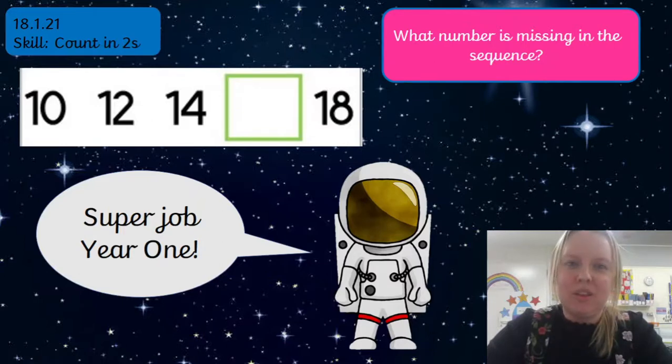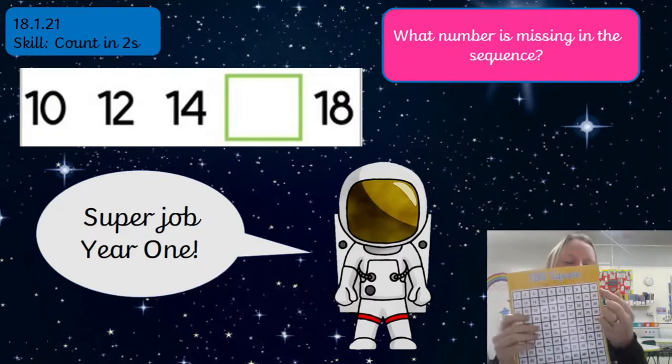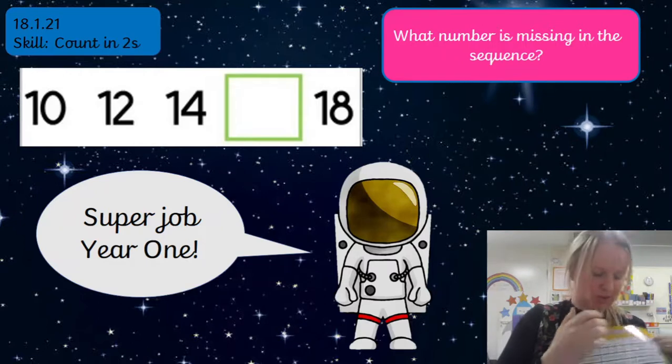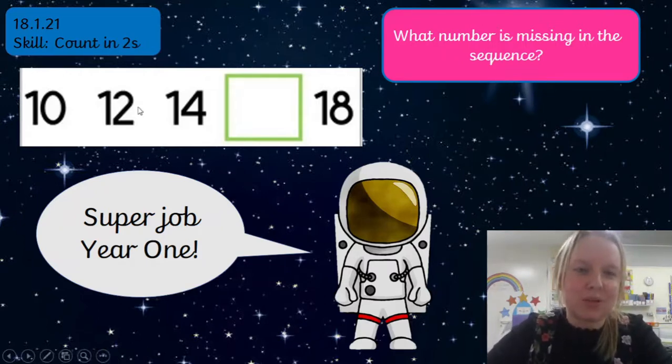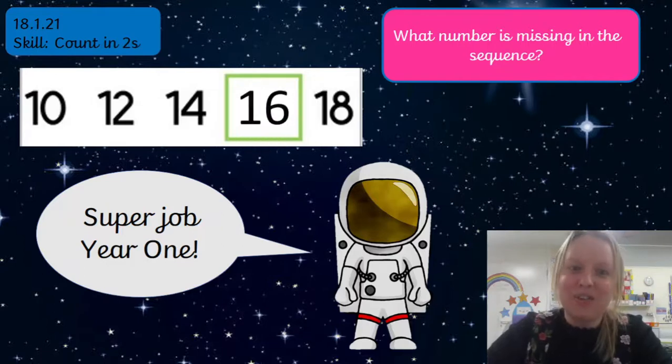The next one is starting from number 10. So find number 10 and you need to count in 2s on your 100 square to figure out what the missing number is. 10, 12, 14, something, 18. What is that number? Okay, hopefully you got number 16. 10, 12, 14, 16, 18.